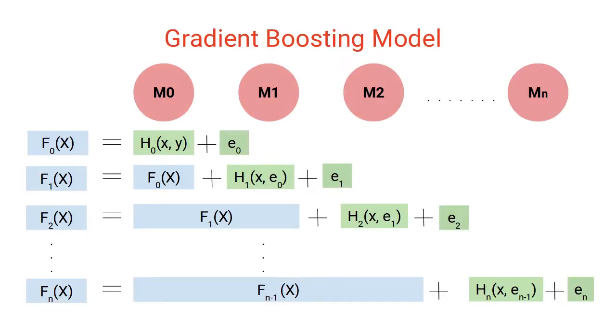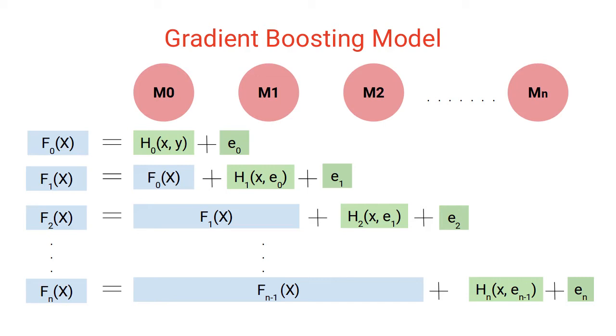So the final equation will be something like Fn-1(x), which was the predictions of the previous model, and some new predicted errors which were added to this model. And finally, we were left with some error En. So at every step, we are trying to model the errors, which helps us reduce the overall error.